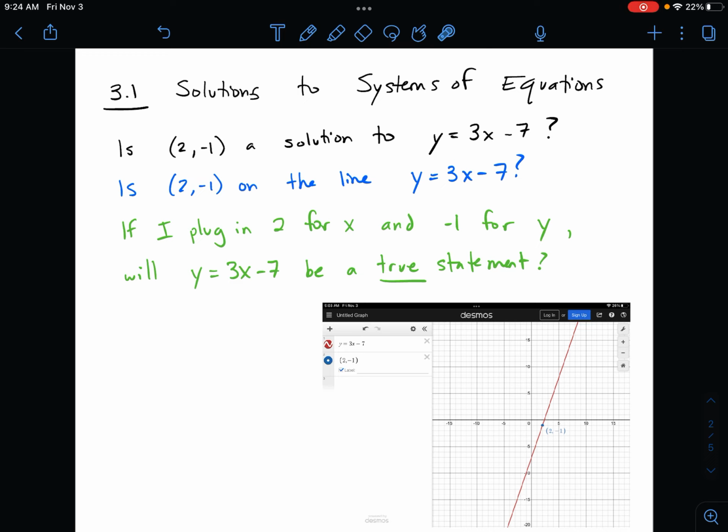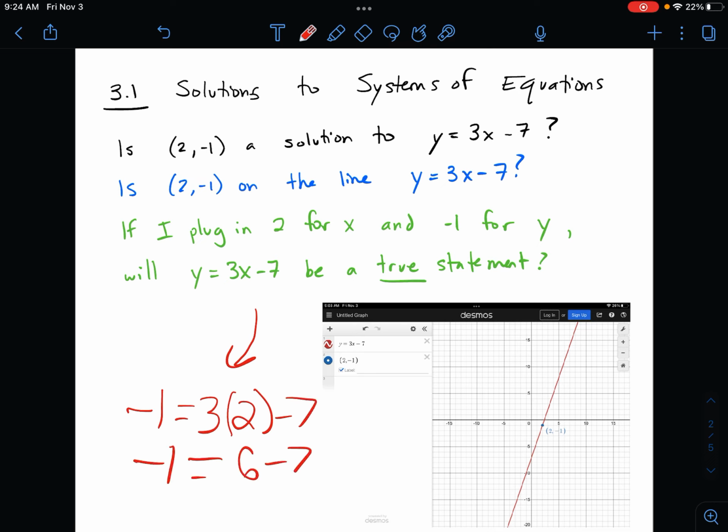Same as if I plug in 2 for x and -1 for y, will y equals 3x minus 7 be a true statement? So this will all be true. And if we go on the line here, you can see that (2, -1) is on the line and it's true. So we're here to show how this works. If we take this down here, then -1 equals 3 times 2 minus 7. -1 equals 6 minus 7. -1 equals -1. And then we find out that's true.